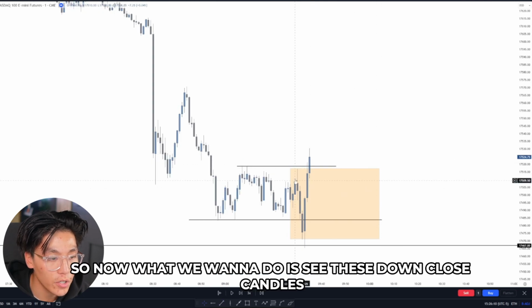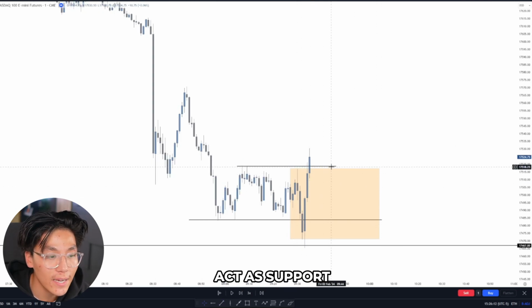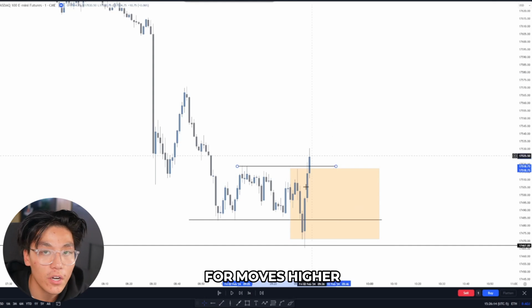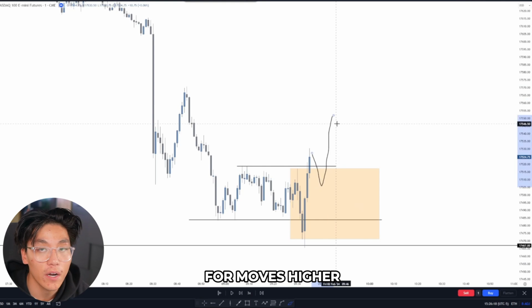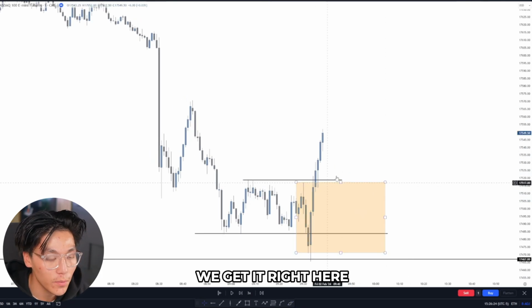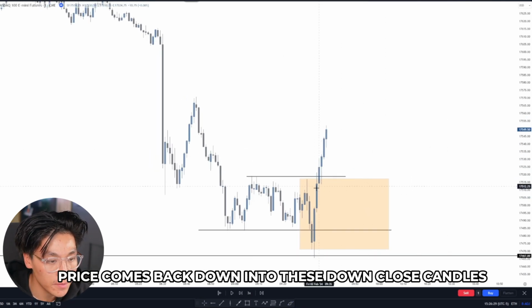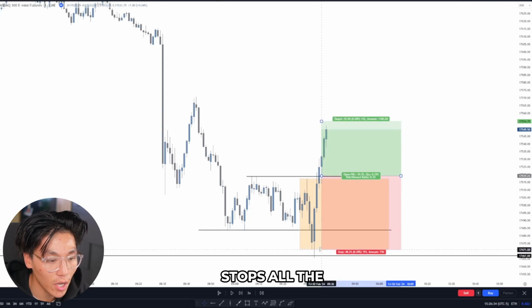So now what we want to do is see these down close candles act as support for moves higher towards the upside. So now what we want to do is see this level act as support for moves higher. As we play the tape here, you can see we get it right here. You can see price comes back down into these down close candles. You can look to take positions here, stops all the way at lows.